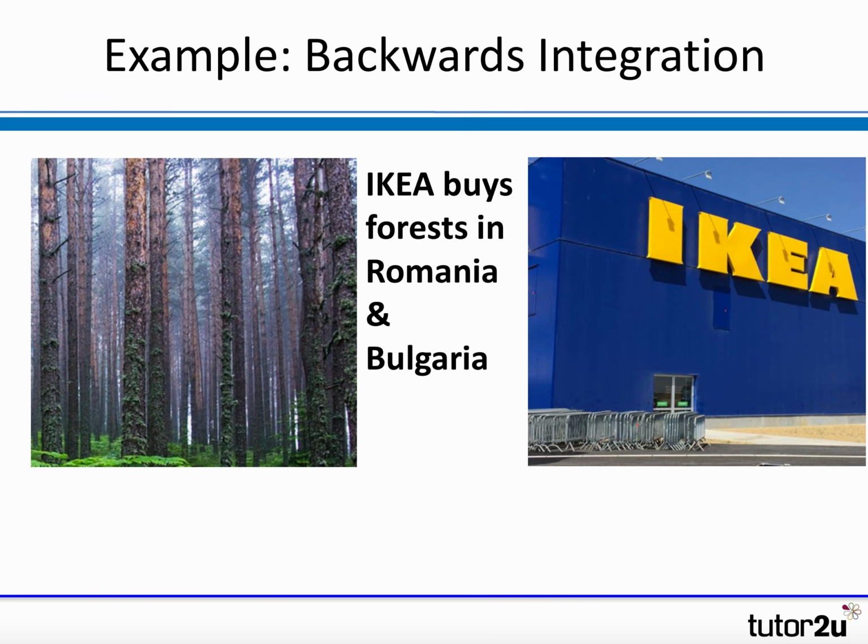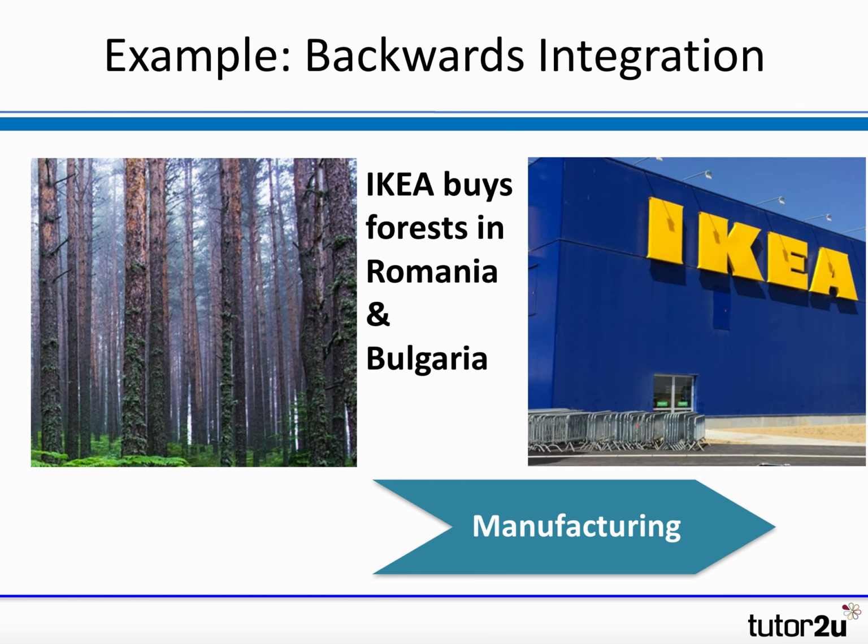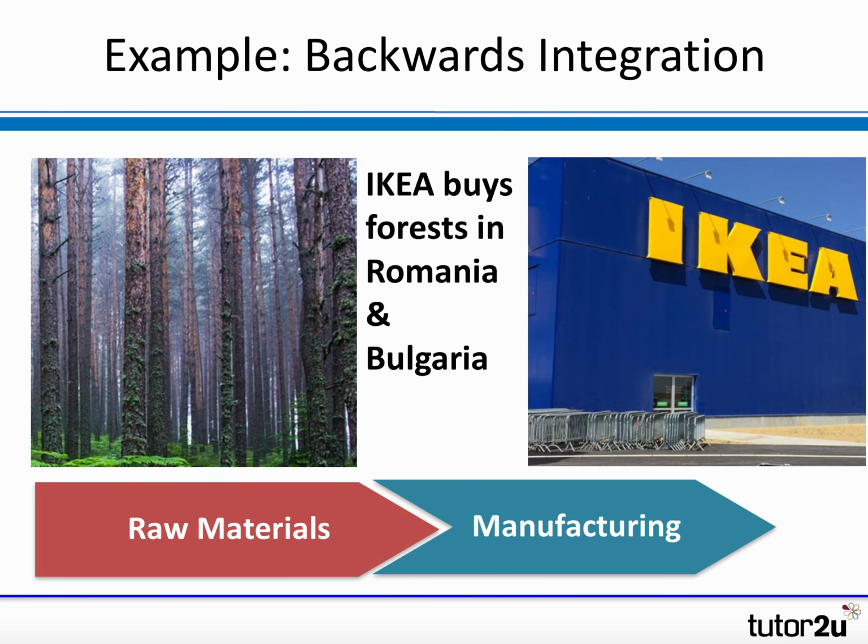Here's an example of backwards integration. The business on the right you'll certainly be familiar with, IKEA, an iconic global retailer of furniture and household goods. And what IKEA did in 2016 was to make a significant purchase of forests and their associated equipment, the wood cutters and collectors in Romania and Bulgaria. It wanted to ensure that its manufacturing business had access to raw materials, so it was moving back into the supply chain. An example of backwards integration.